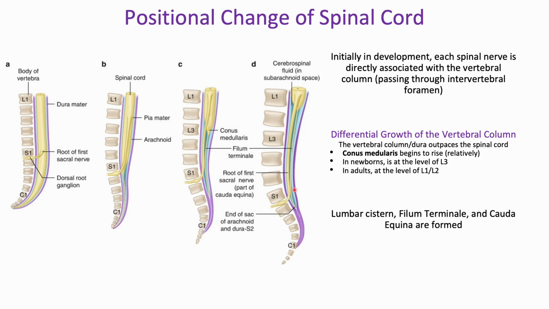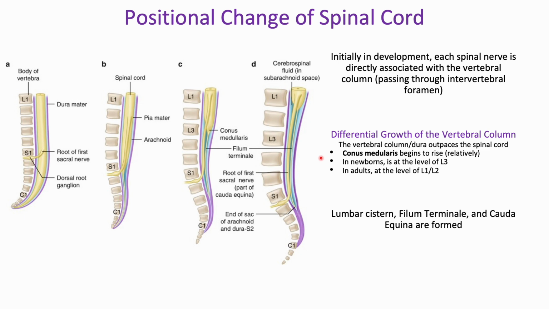And eventually, that's going to lead to what we know as the adult conus medullaris, the spinal cord ending at the level of L1, the lumbar cistern, which is the space between L1 and S2, as well as the cauda equina, which are these really stretched out spinal roots that are going to their associated intervertebral foramen. Right. So that is due to differential growth of the vertebral column compared to the spinal cord. Right. And you can see that in summary here, the vertebral column and dura is going to outpace the spinal cord in terms of growth.